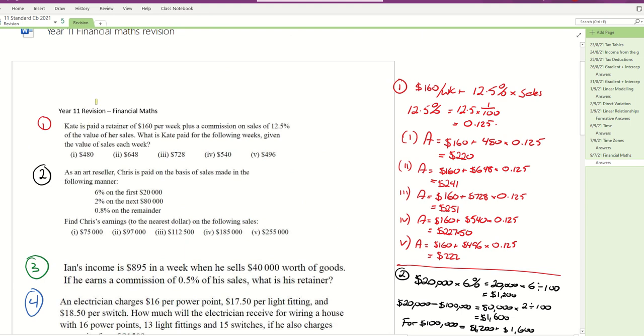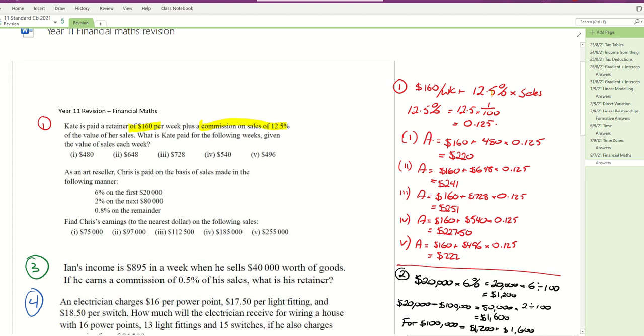So in this first question, it tells us that Kate's paid a retainer of 160 a week. That means she's going to get paid 160 a week no matter what happens. So we're going to add that each time. And then she gets a commission on sales of 12.5%. So the other thing we're going to add is we're going to get the value of her sales and find 12.5% of it.